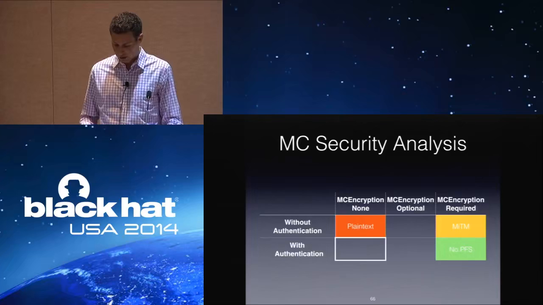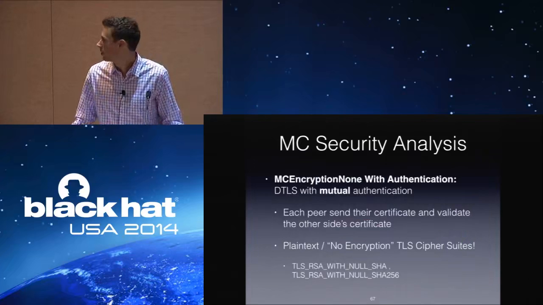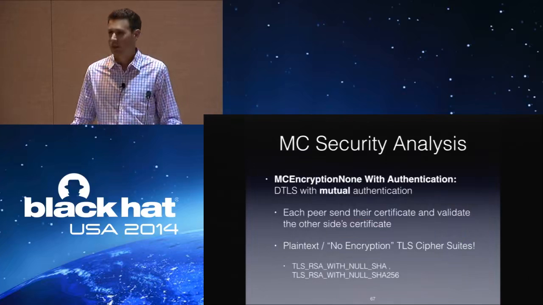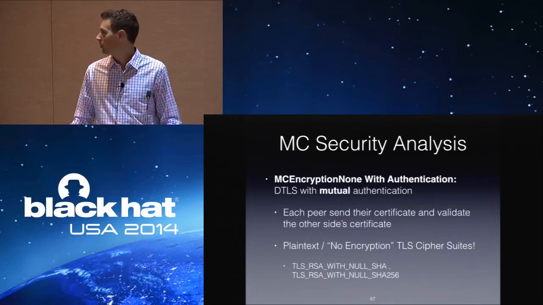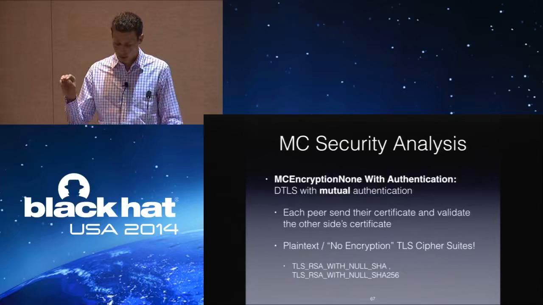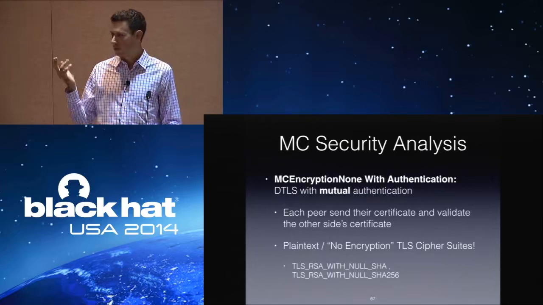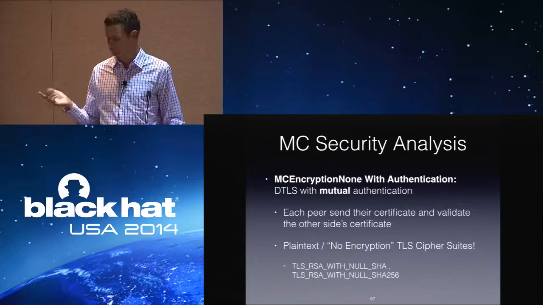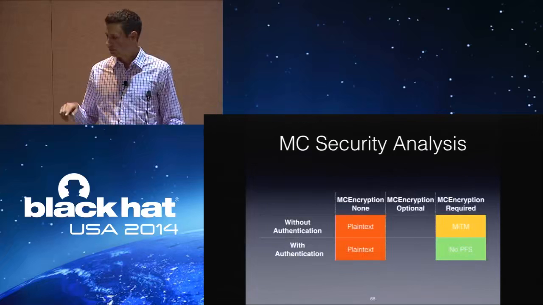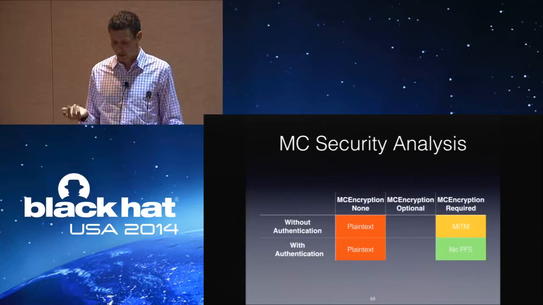Then with authentication, this one's kind of interesting. So you get DTLS with mutual authentication, but it's using the null cipher suites, which are cipher suites that don't encrypt anything. So as you can see, RSA with null SHA. So basically, you have authentication, but all the traffic is plain text. Again, that's kind of what you asked for, so no surprises there.